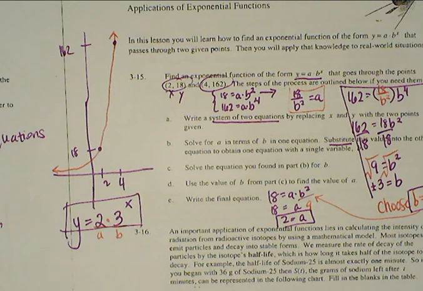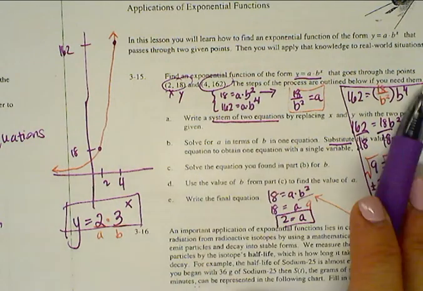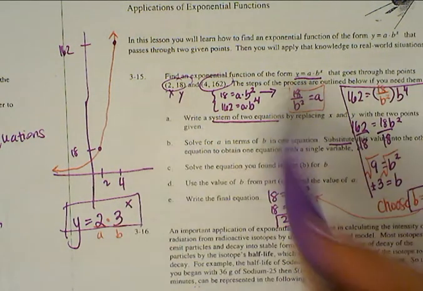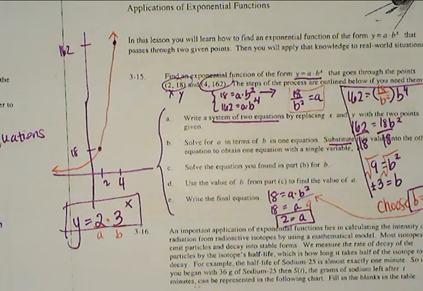So, who can rephrase for me? These are steps to what kind of problem? These steps you should be able to use whenever I ask you to do what? Find the equation of an exponential function given 2 points.